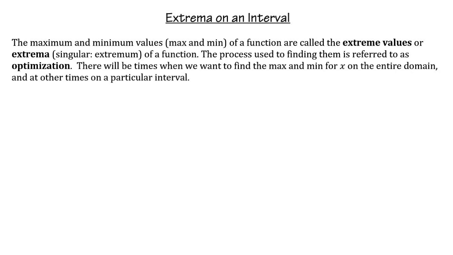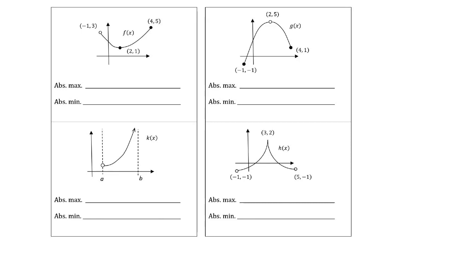The maximum and minimum values of a function are called extreme values or extrema. And so this process is finding the optimization, or really the highest or lowest value of the function over an entire domain. So for the first few examples, we're just looking at the graph and we're trying to pinpoint where the absolute max and absolute min should be. And this is going to be very straightforward.